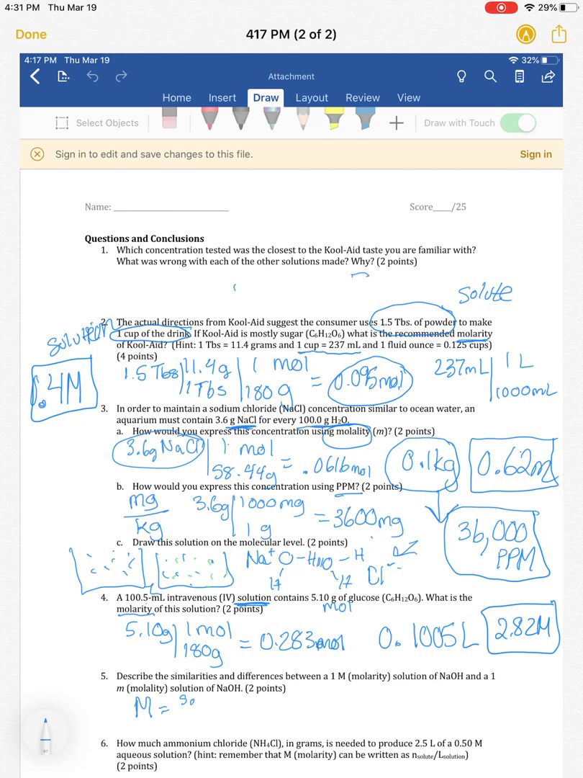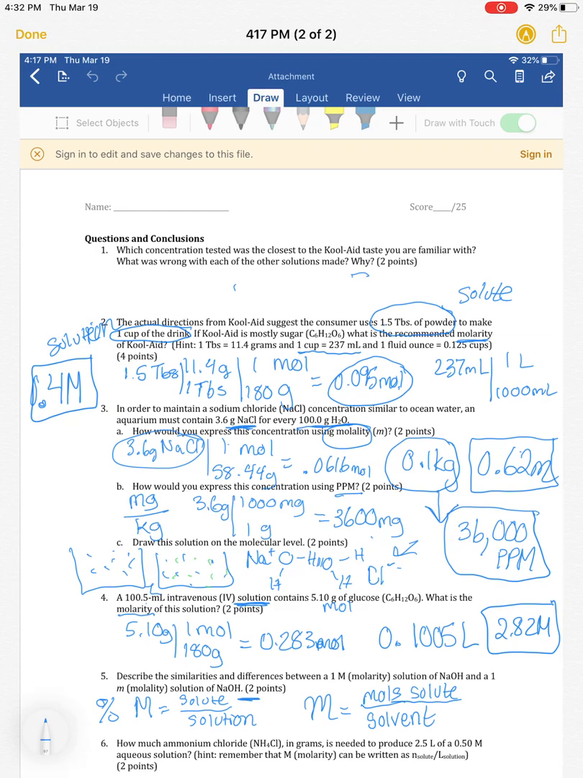molarity is moles of solute over solution. And molality is moles of solute over solvent. Oops, I didn't write the right thing. There we go. All right. So in this one, this is a part out of the whole. So molarity is a percentage. It's part out of the whole.